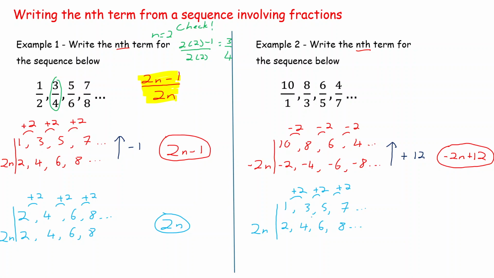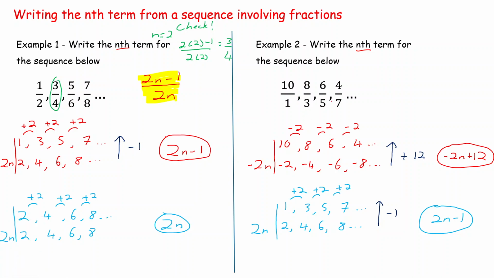2 to 1, take 1, 4 to 3, take away 1, so we've got to go and subtract 1 to get from the terms 2n gives to the ones we want. So take away 1, there we go. Therefore, your nth term here is going to be 2n, take 1, so 2n, take away 1, which is the bottom sequence of our question.